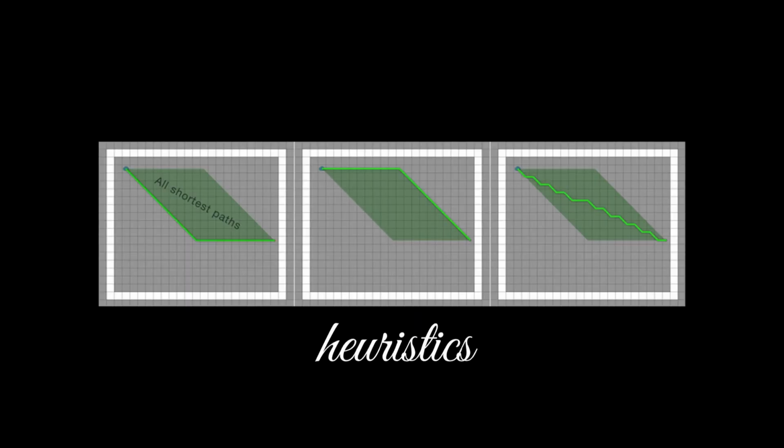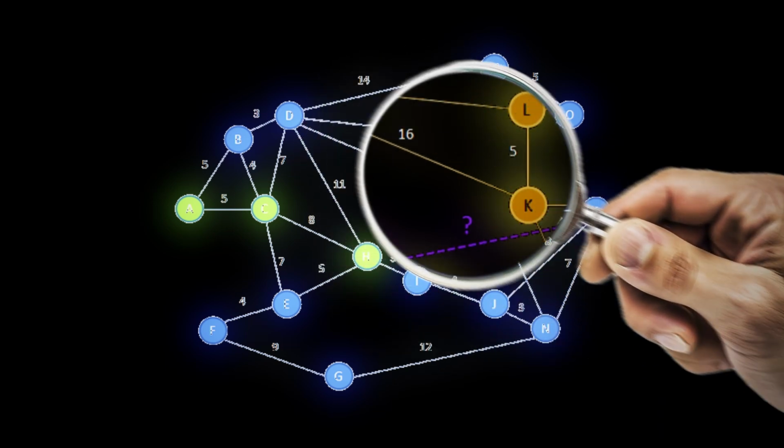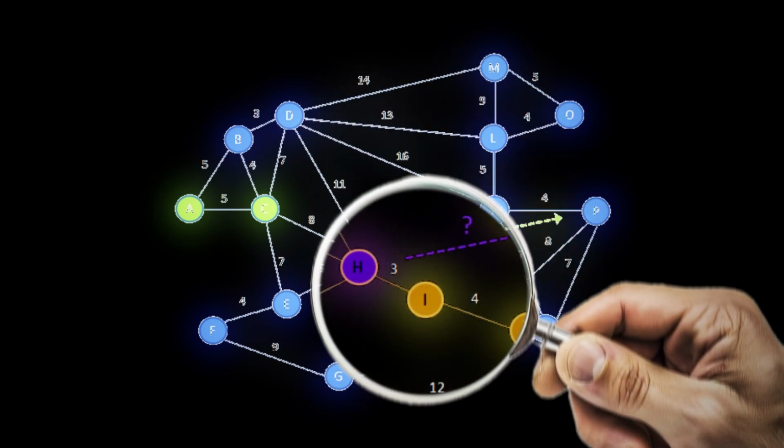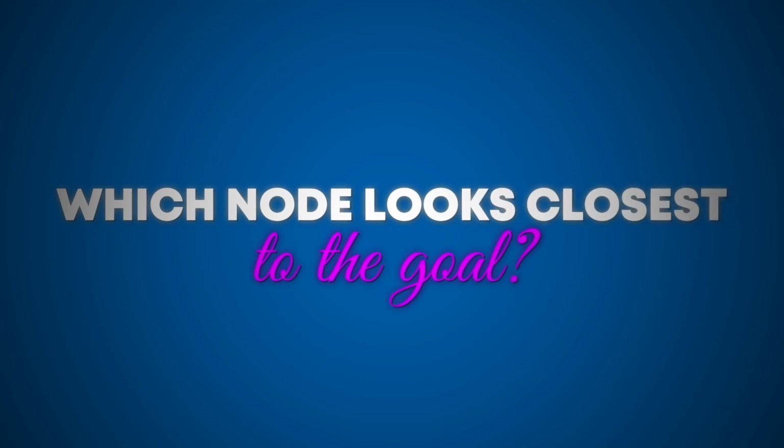The core difference between the A star algorithm and Dijkstra's algorithm is in the educated guess, also known as the heuristics. With the previous method, I was simply exploring every node evenly. But with A star, we need to ask the question, which node looks closest to the goal? It's a simple question and it is kind of obvious, but it's actually really brilliant in how it works out.